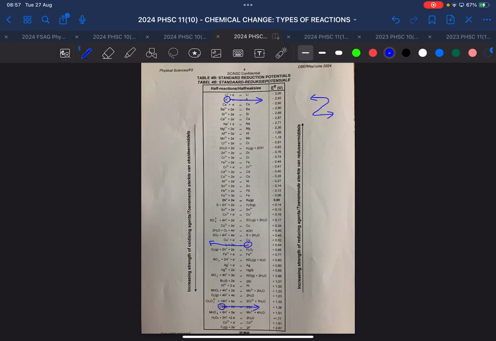But ma'am, how can we draw a Z with three things? I thought we only need two things. One of these things will be the spectator ion. One of these things will not change, will not react. Is there a way that I can, with the help of these three half reactions, draw a Z that would look like that? Tony?